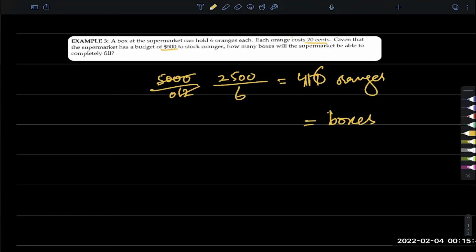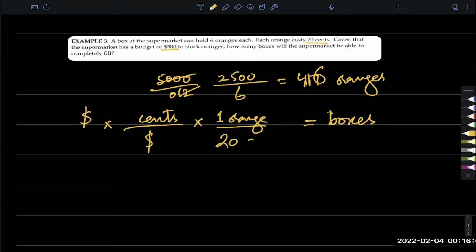Okay. So let's start with dollars here, the budget. So I have dollars and the price is oranges per... In fact, the price is cents. So I convert those dollars to cents. So there is X cents per dollar. And then there is one orange for how many cents? 20 cents. And there's 100 cents per dollar.